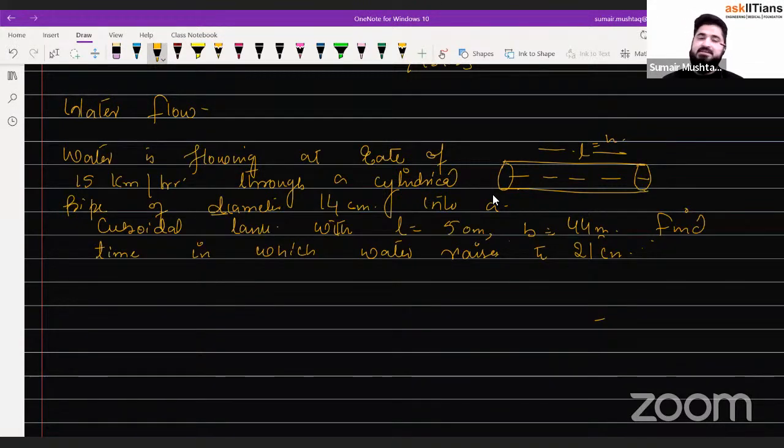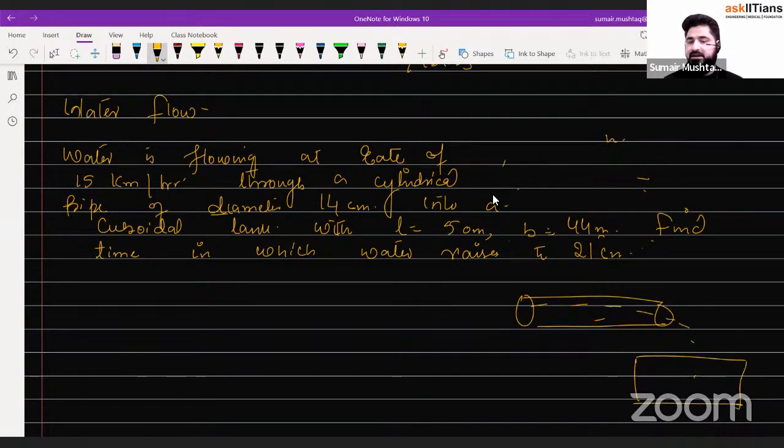There is a cylindrical pipe, right? There is a cylindrical pipe like this. Water is flowing into it and it is dropping down into a cuboidal tank like this. There is a cuboidal tank, the water is getting poured down into this. You have to find the time in which the water rises to the level of 21 centimeter, and the length and the breadth of this cuboidal tank is 50 and 44.